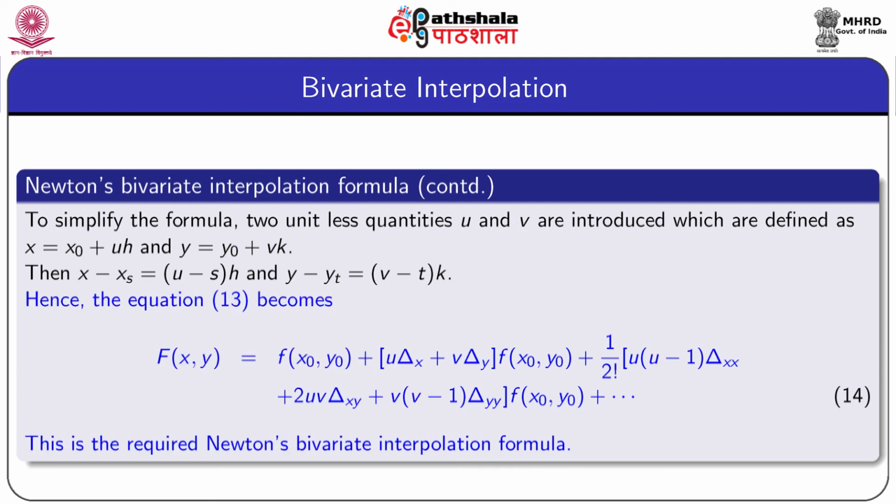Using this notation, equation 13 becomes capital F of x, y equal to f of x0, y0 plus u into delta x plus v into delta y of f of x0, y0, plus 1 by factorial 2 times u into u minus 1 delta xx plus 2uv into delta xy plus v into v minus 1 delta yy. The whole expression is applied on the function f of x0, y0 and so on. So, equation 14 is the final expression for the Newton's bivariate interpolation formula.